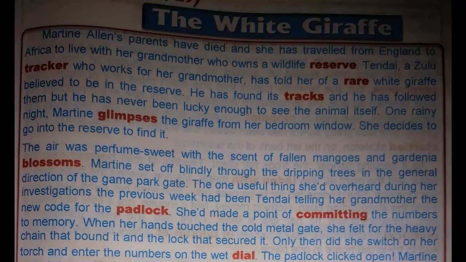Unit 3, different places. Part 1, reading. The White Giraffe. Martin Allen's parents have died. Allen has traveled from England to Africa to live with her grandmother. Her grandmother owns a wildlife reserve. Tendai, a Zulu tracker who works for her grandmother, has told her of a rare white giraffe believed to be in the reserve. He's found its tracks and he has followed them. He has never been lucky enough to see the animal itself.